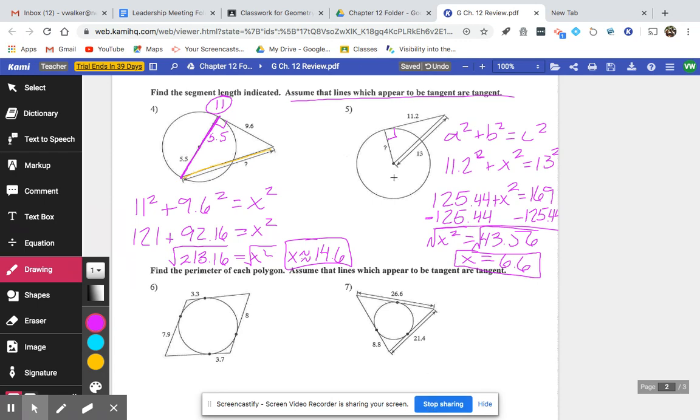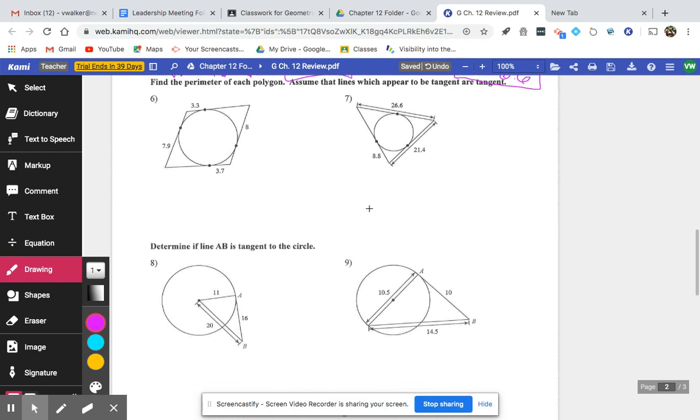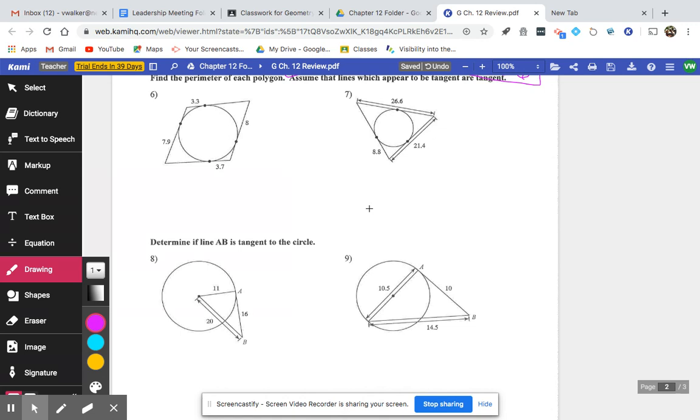So I'm going to do number 6 and number 7, and that's going to be the end of video 1. And video 2, I'm going to do 8 through 15. I just don't want to make this particularly long. So number 6, we want to find the perimeter of each polygon, and once again, assume the lines that appear tangent are tangent. Now, there was a theorem from section 12, I think it was 12.1, where we said that if we have two tangent lines that have a common endpoint outside of the circle, then those segments are congruent.